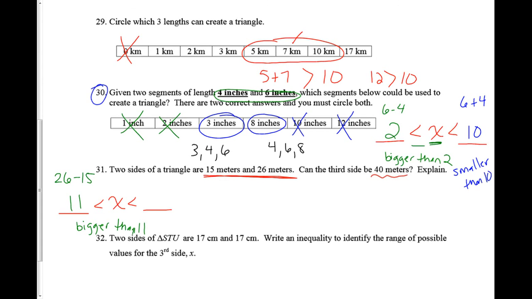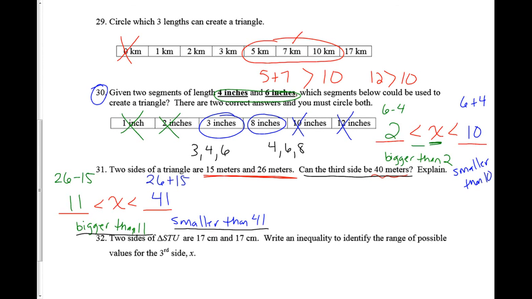That says than. Next, I need to add the two sides I've been given, and when I add the 26 and the 15, that gives me 41. And the third side has to be smaller than 41. So 40, does that meet the requirements? Is 40 bigger than 11 but smaller than 41? And it does. So first I need to answer the question, can the third side be 40 meters?